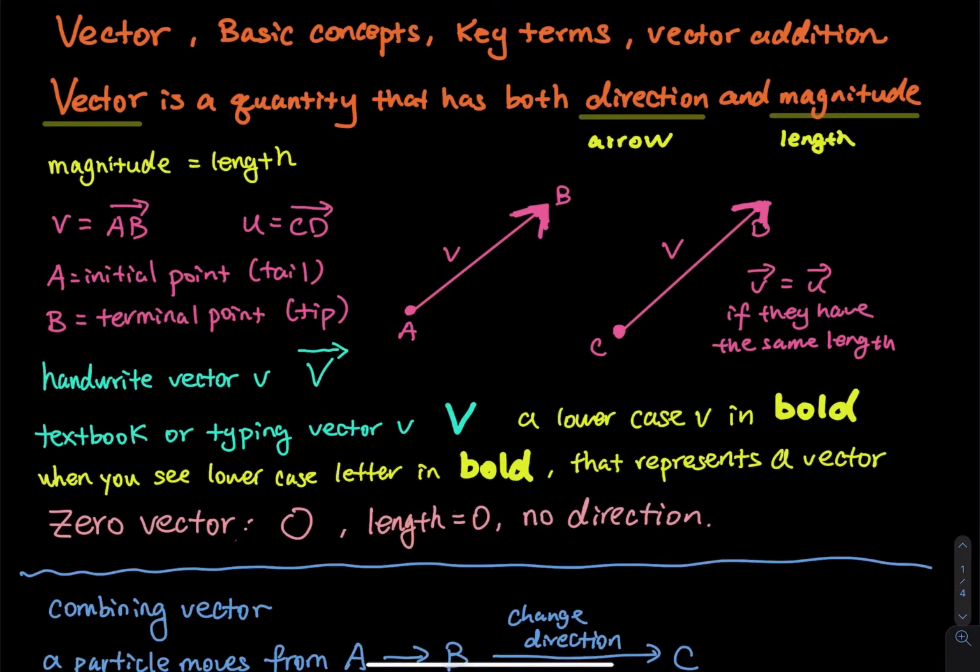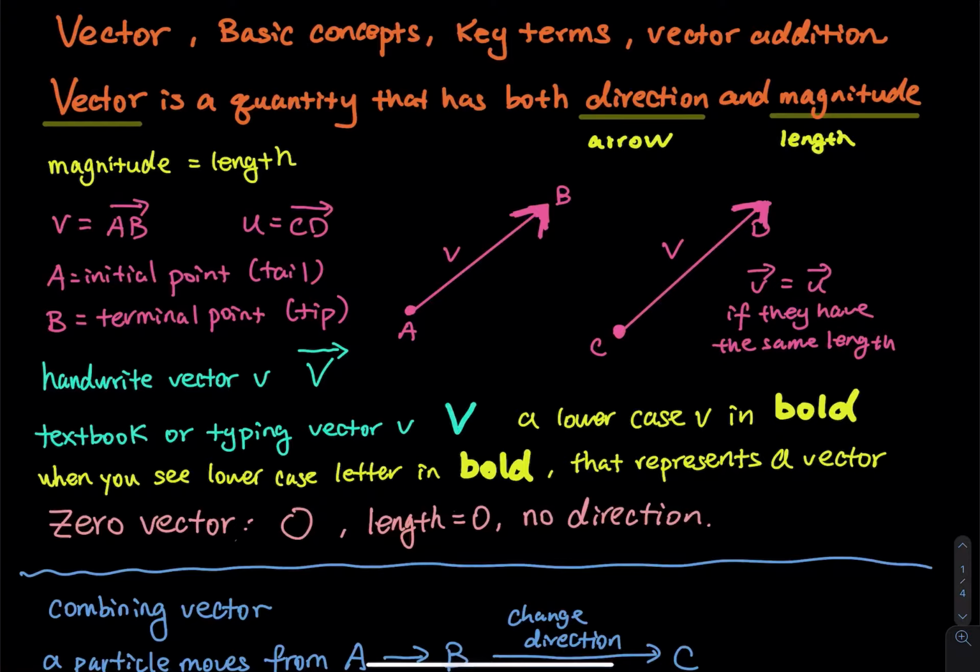Let's talk about vector, its basic concept, key terms, and vector addition. So starting with a vector. What is a vector? A vector is a quantity that has both direction and magnitude. Direction means you have a line with an arrow, and magnitude is the length.